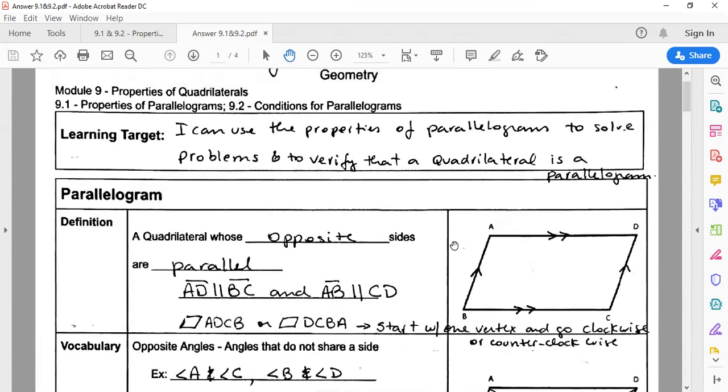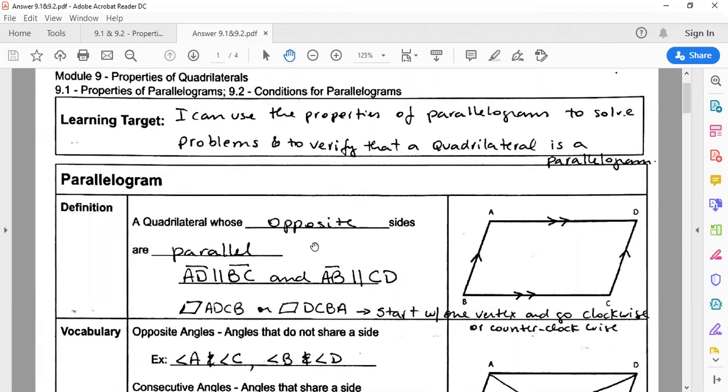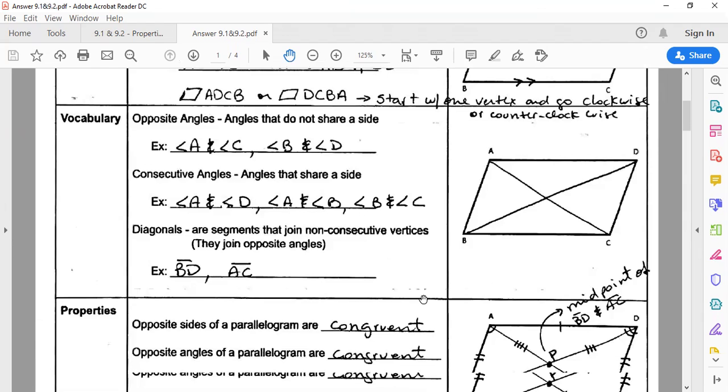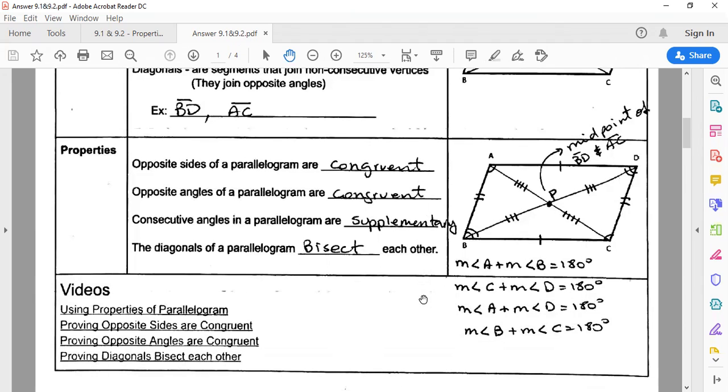Just to emphasize, the first thing you need to know is that the opposite sides are parallel. So if the opposite sides are parallel, it's a parallelogram. Okay, that's the definition. Now for the properties, we know that opposite sides of a parallelogram are congruent. So AD is congruent to BC, AB is congruent to DC. Also, opposite angles of a parallelogram are congruent. So angle A and angle C are congruent, angle B and angle D are congruent.